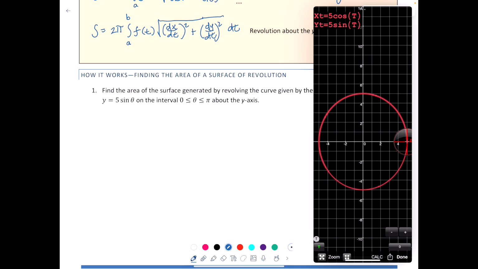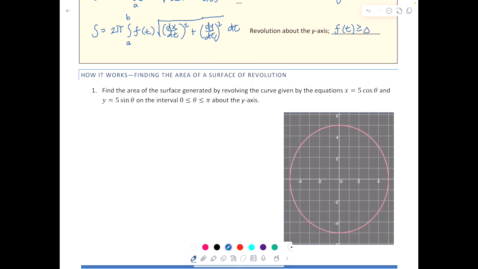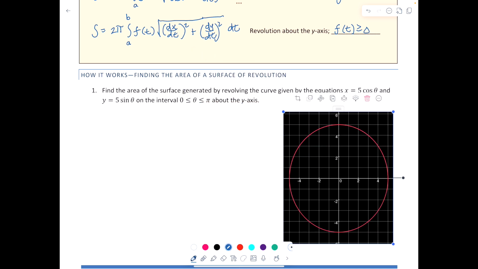And then on the interval from 0 to pi, let's take a look at t. When t is 0, you can see where we're starting. And then as we increase, t is now 0.88, so I think it's going to be here. Yes, when t is pi, it's that top half of that circle. Okay, so we've got this circle here, and we're interested in this top half of it.